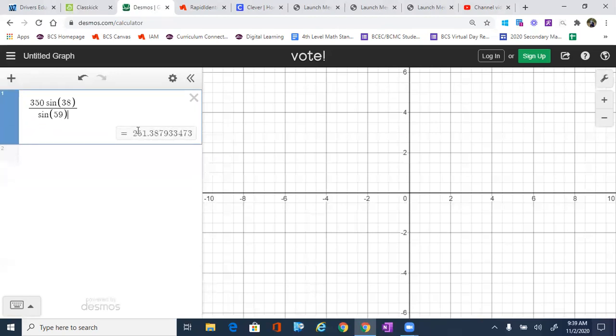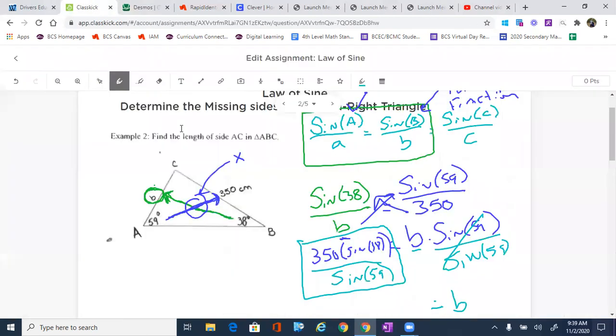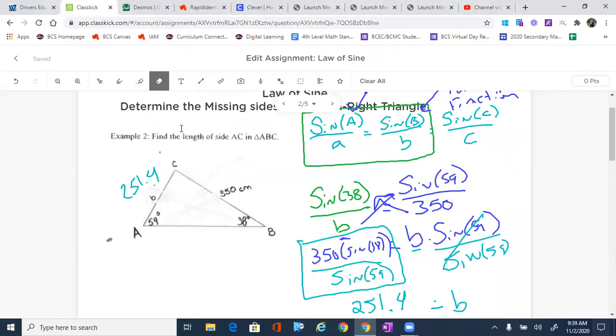Once I've got that, you're going to notice it comes out 251.387. Let's go with 251.4. So B equals 251.4. Now, let's take this just a step further and solve for C as well, this side C.